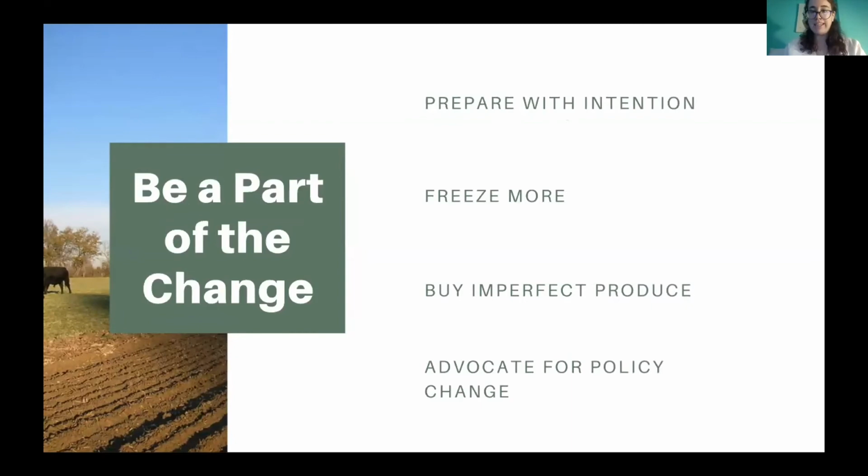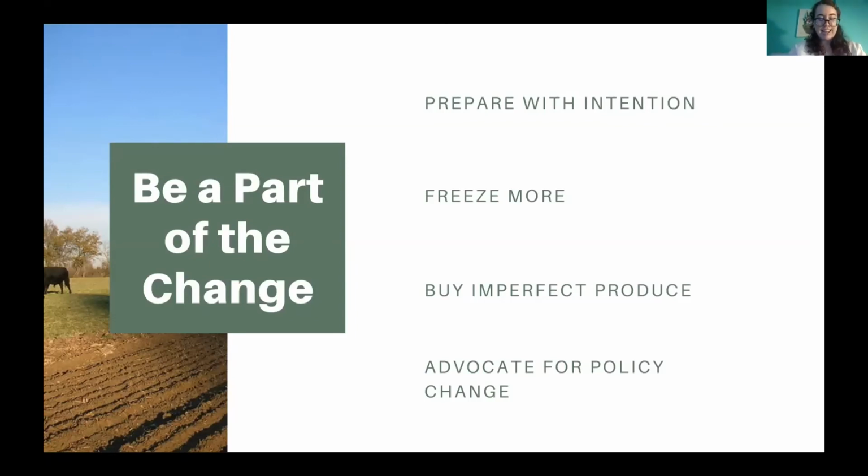To the best of your ability, prepare with intention. This means trying to only cook what you know you and your loved ones can eat. If excess food is produced, compost it and add it to your gardens. Freeze more to extend the shelf life of your products. Buy imperfect produce whenever possible. Also try to buy local and organic produce, as this will reduce the amount of miles produce has to travel to get to your plate. It also supports the local economy. Even if food and produce looks not as pretty, it'll still taste just as good.